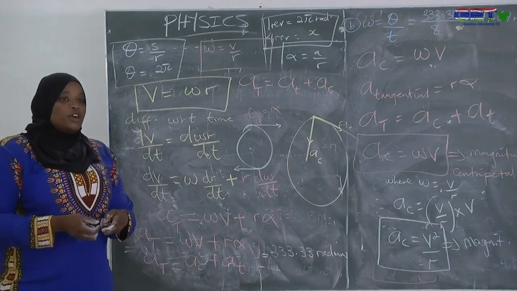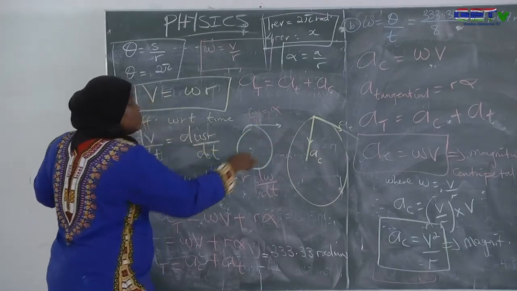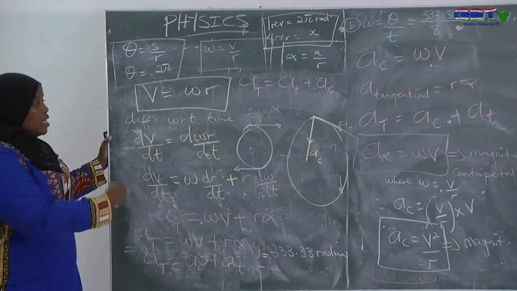We move on to the second problem, and it reads, consider a particle moving with constant speed such that its acceleration of constant magnitude is always perpendicular to its velocity. Now what will happen? A says the object is moving in a straight line. Is that true? No. B says the object is moving in a circle. Yeah, that should be the answer. When an object moves in a circle, the velocity would always be perpendicular to the acceleration.